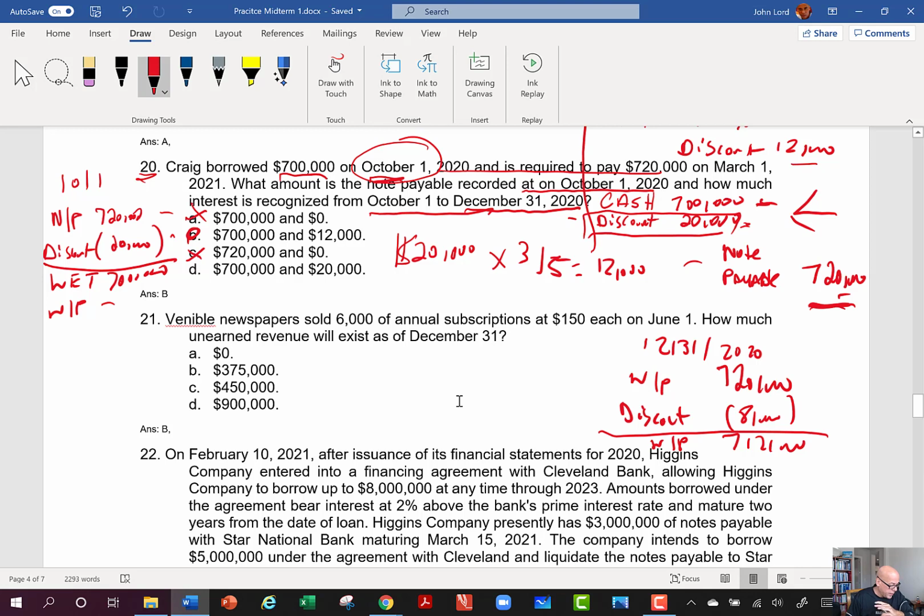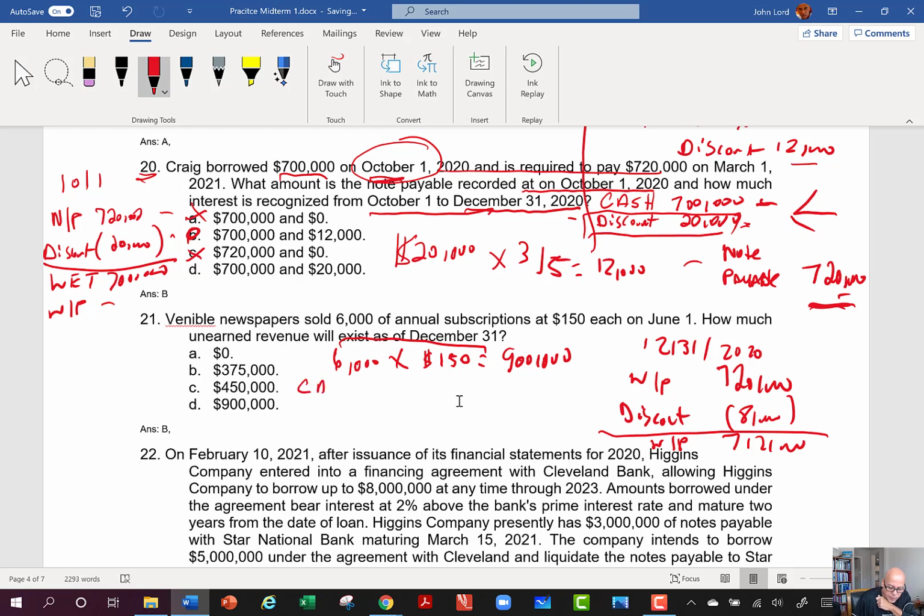Let's take a look at number 21. We've got this Venable newspaper, which sold 6,000 annual subscriptions at $150 each on June 1st. How much unearned revenue will exist at December 31st? So again, let's take a look. It's 6,000 subscriptions at $150 each. So 6,000 times $150 means they sold subscriptions of $900,000.